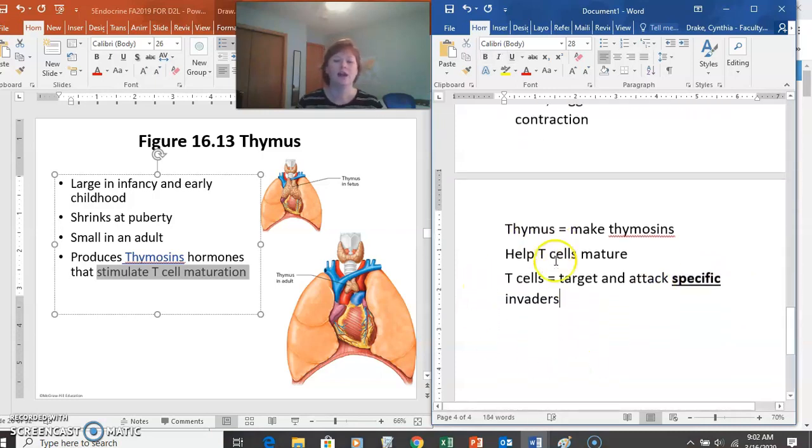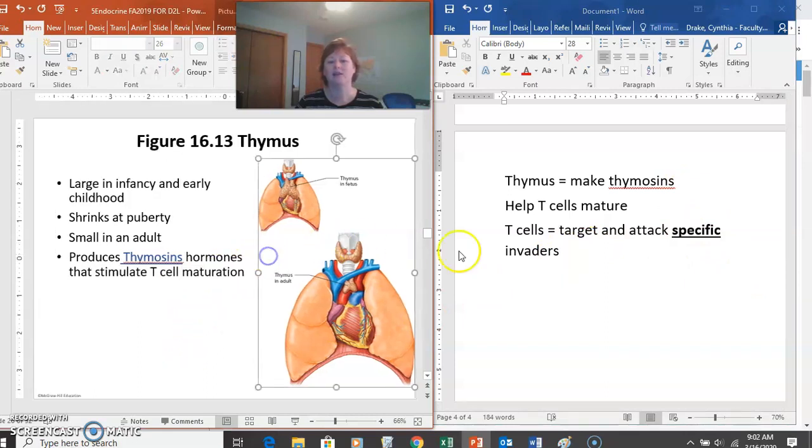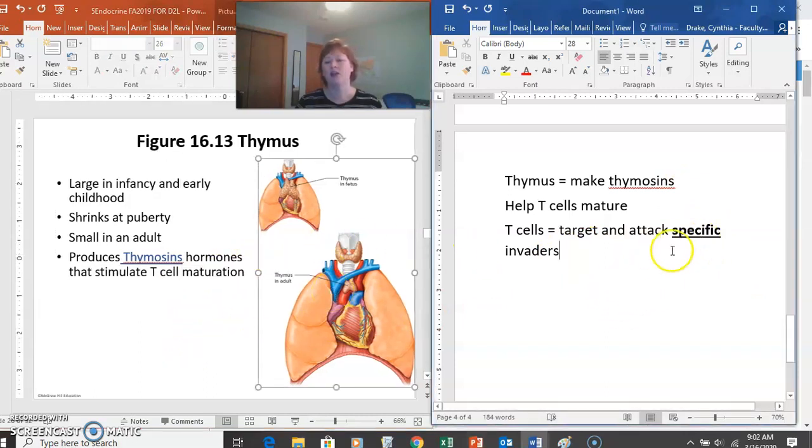Okay, so these are not just other white blood cells that can wander around and attack any bacteria or anything like that that are in your body. These are very specific cells. These are kind of your special forces. You have T cells in your body that can attack all of the different types of pathogens that you've been exposed to over your life.